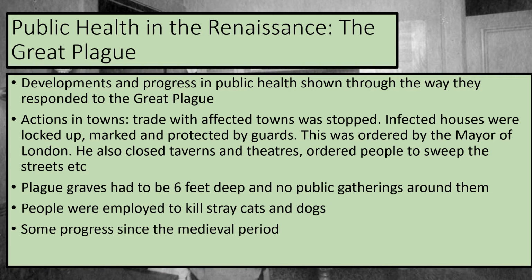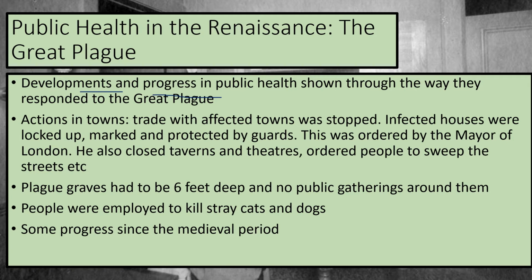Let's talk a little bit more about the Great Plague. Now, we've already mentioned that 100,000 people are estimated to have died from this. So it was this terrible, deadly outbreak of disease. However, far fewer people died than had done in the 1348 Black Death. So let's think about why. Well, lots of historians argue that there had actually been real developments and progress in public health since the medieval period. And we can see that in the way that they responded to the Great Plague.